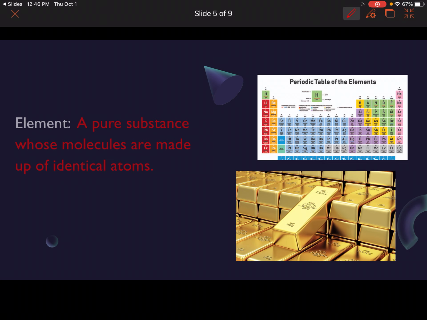Now an element, we know what elements are, we've been looking at them for a while now. An element is a pure substance whose molecules are made up of identical atoms. So for example, this of course is gold here. If we look at a bar of gold, that is pure gold, there's nothing else in there. If you looked at that under a microscope, you would see all the different atoms of gold there, okay? And so all of the elements are considered pure substances.